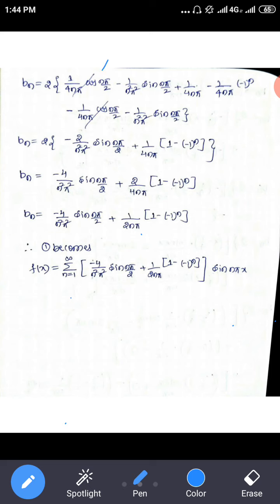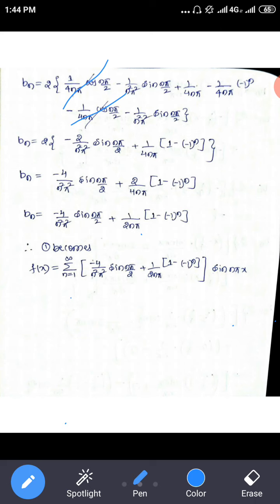Yes, sir. Okay, fine. So when you simplify this, 2 into 1 upon 4 n pi cos n pi by 2 minus 1 upon n square pi square sin n pi by 2 plus 1 upon 4 n pi minus 1 raised to n minus 1 upon 4 n pi cos n pi by 2 minus 1 upon n square pi square sin n pi by 2. See, plus 1 upon 4 n pi cos n pi by 2 minus 1 upon 4 n pi cos n pi by 2, these get canceled.